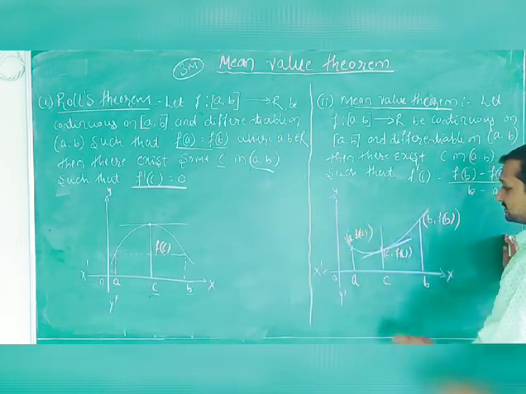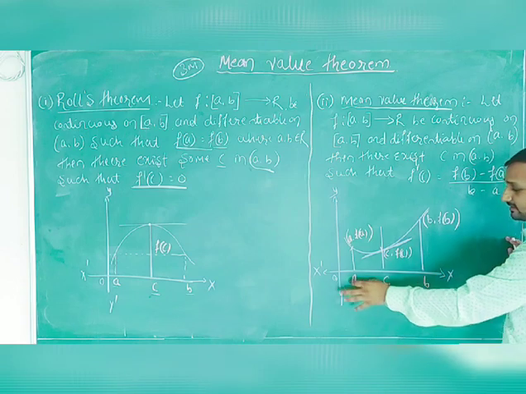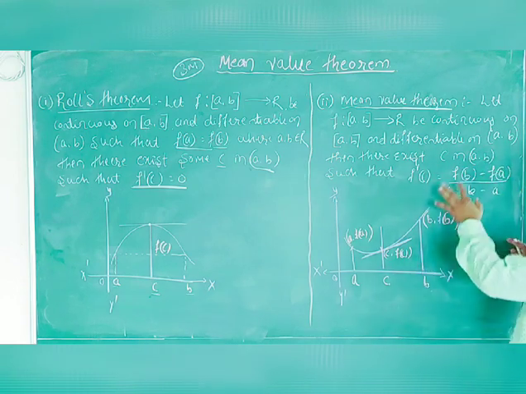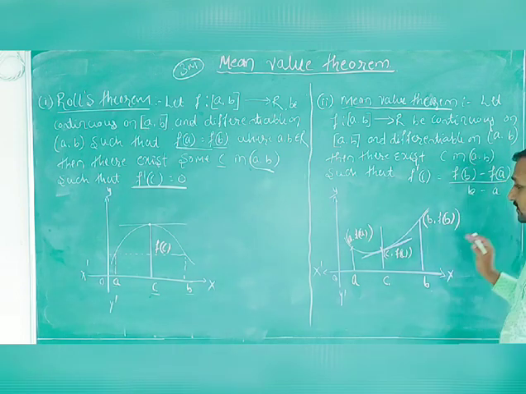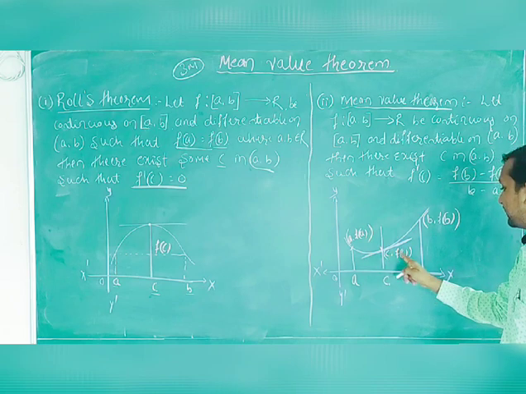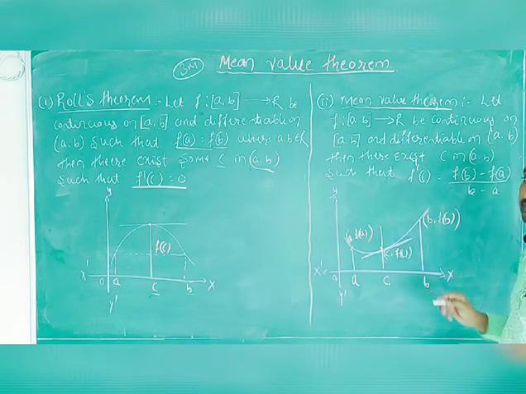So x axis, y axis. We can take one graph. Here a, b, and the point c lies in the open interval between a and b. Obviously it is differentiable. Okay. So here the points should be a, f of a; c, f of c; b, f of b.